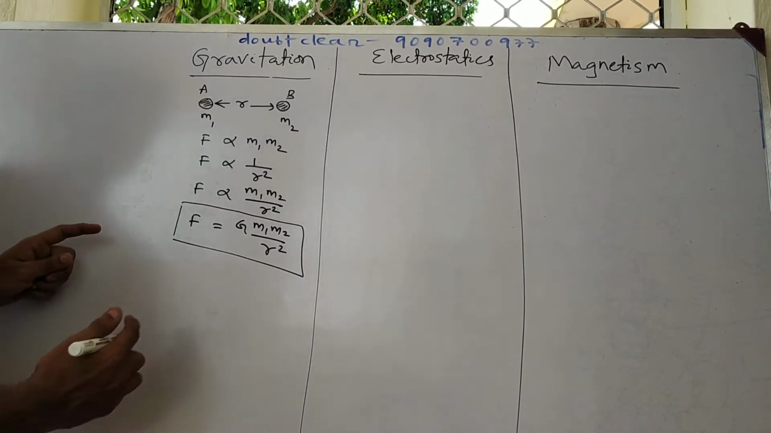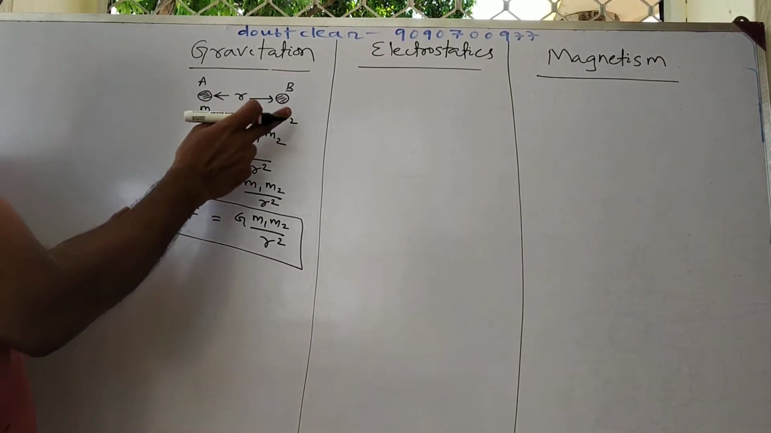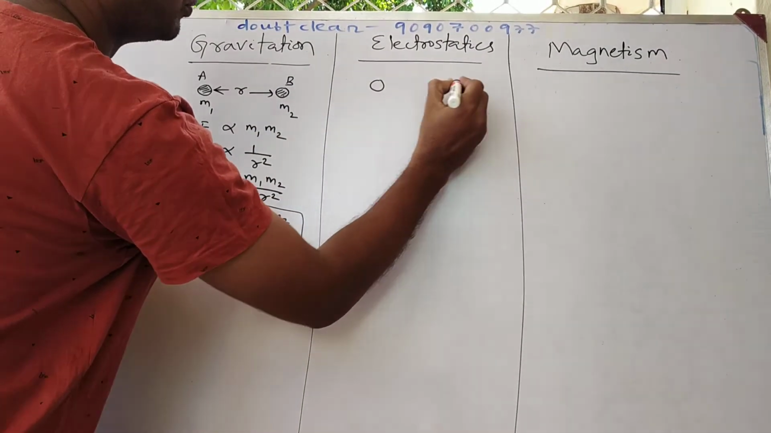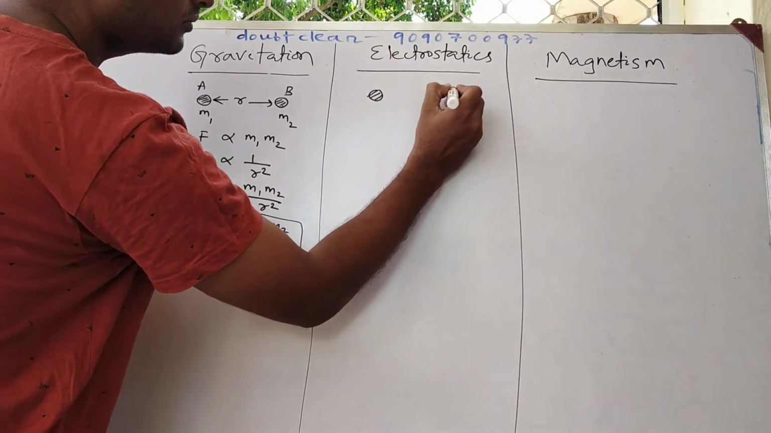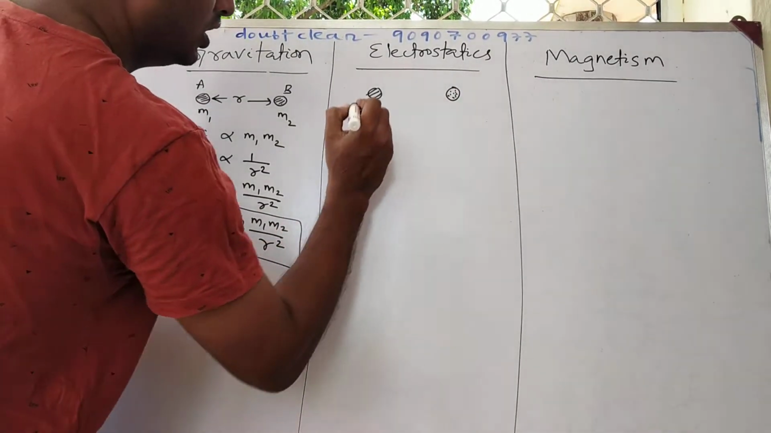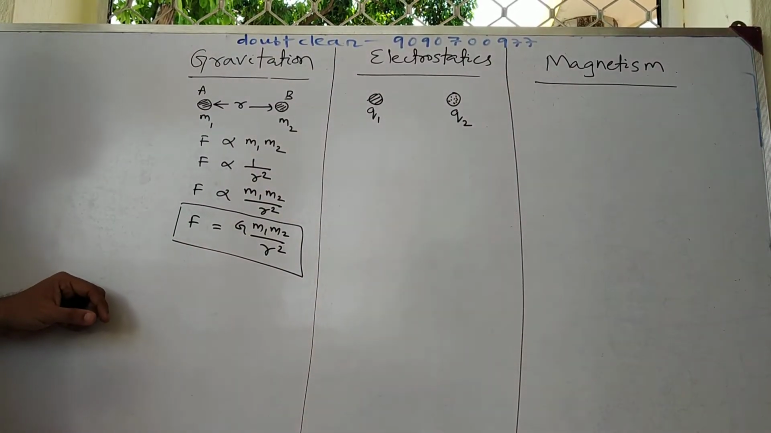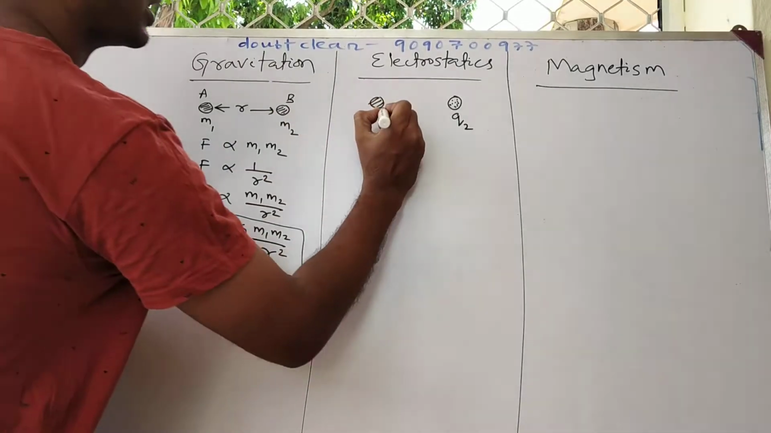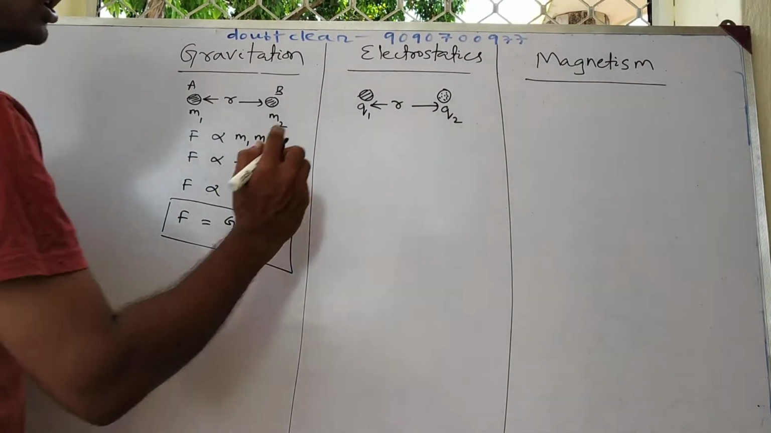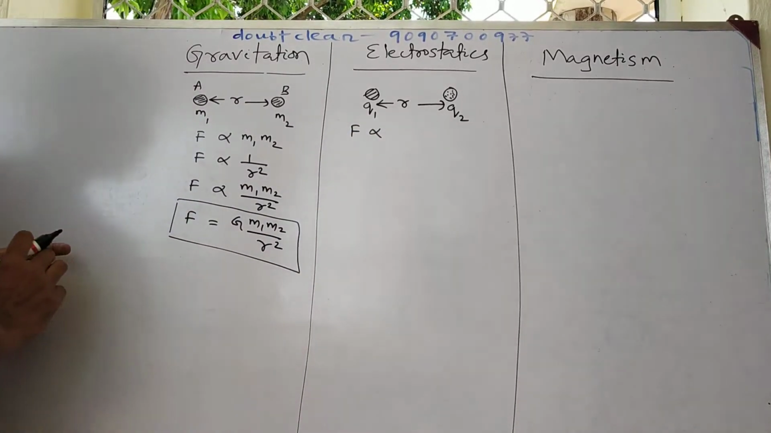Now I'll move to electrostatics. Gravitational force depends on the mass of the body and the distance of separation between them. So what happens in electrostatics? Electrostatic force was discovered by Coulomb, and the law he gave is called Coulomb's law. Let us consider two charges Q1 and Q2 separated by the same distance r as we have considered in the case of gravitation. Now, electrostatic force of attraction or repulsion.